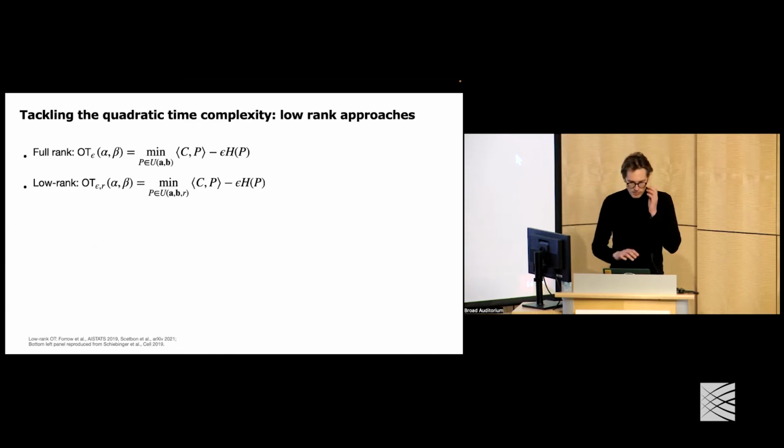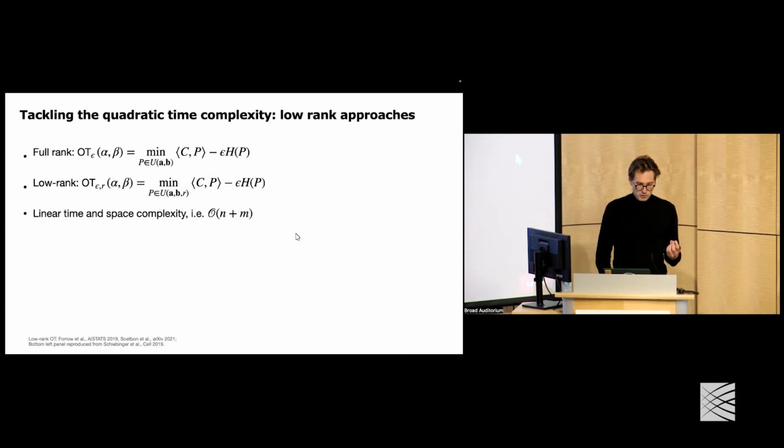Marco briefly introduced them. Basically, they're equivalent to saying, not only do I want my coupling to come from this space of admissible couplings here defined by the marginals, but I also want them to have at most a certain rank here. So we use this explicit factorization, or OTT uses this explicit factorization, and we say the rank of the feasible set of admissible couplings can be at most R. And if you do that, actually, you get both linear time and linear space complexity. So there are no more n times m terms in either the space or the time complexity. They are all order n plus m now.